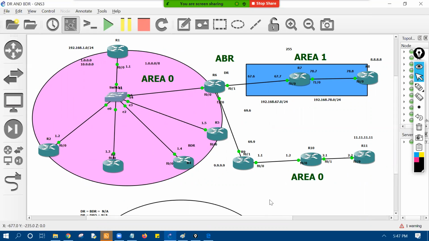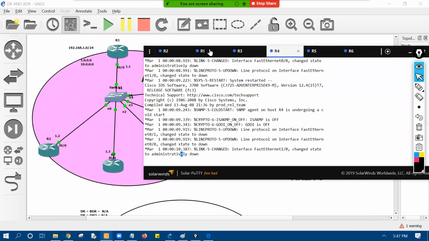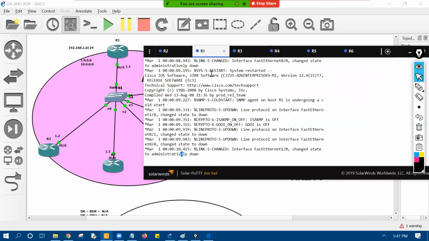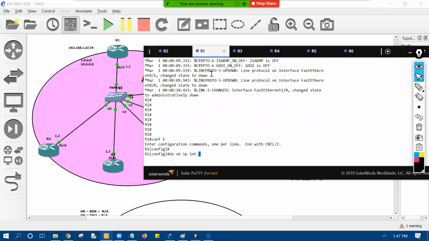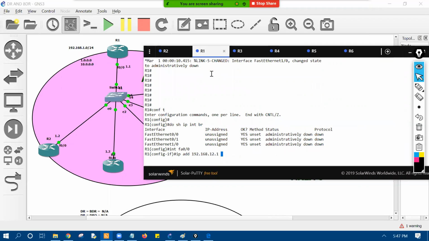Okay. So right now, let me configure this IP address first of all. I don't have the IP address. Go into config terminal, then show IP interface brief. Interface 0/0, /24.